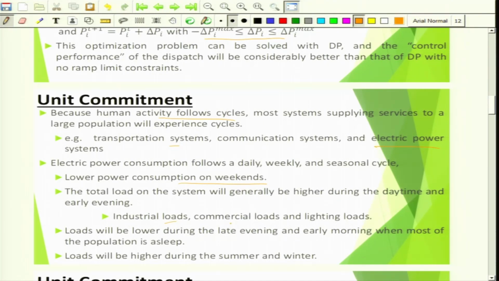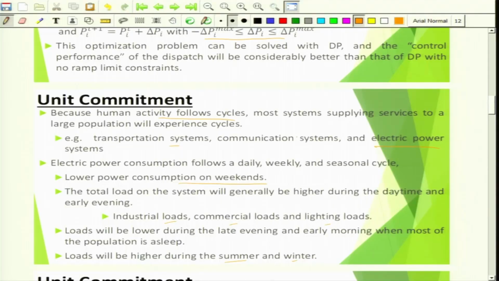There are different types of loads: industrial loads, commercial loads and lighting loads, and every load has its own pattern. Industrial loads will typically be active during 9 to 5 PM, commercial loads also have certain time durations, and lighting loads are active especially during the late evening hours. Loads will be lower during the late evening and early morning when most of the population is asleep, and loads will be higher during the extreme summer and winter weather, which someone staying in North India can experience. So there will be heating and cooling loads pitching in during summer and winter.